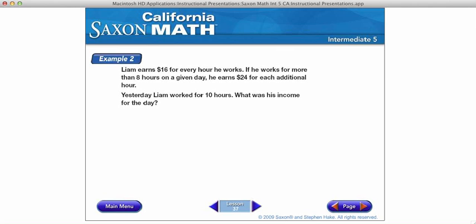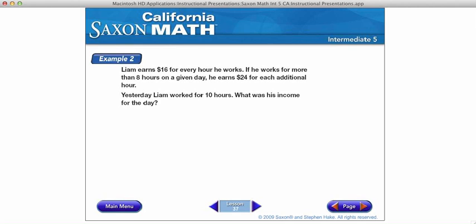All right, example 2. Liam earns $16 for every hour he works. If he works for more than 8 hours on any given day, he earns $24 for each additional hour. Yesterday, Liam worked for 10 hours. What was his income for the day?